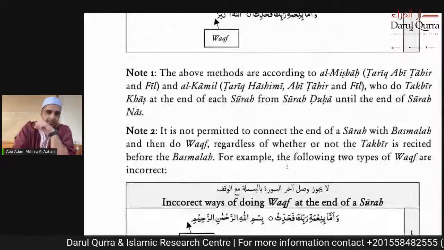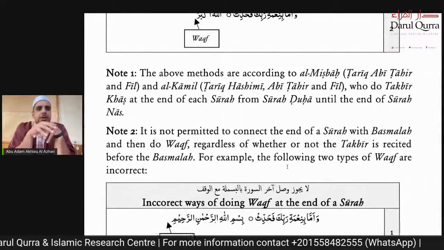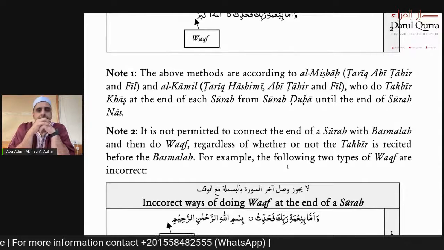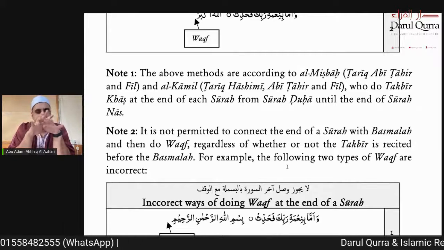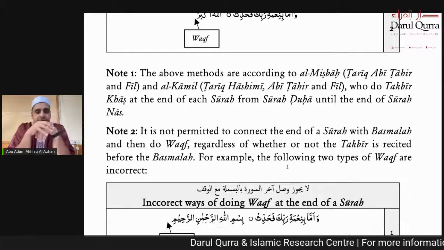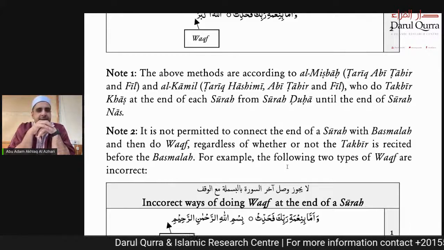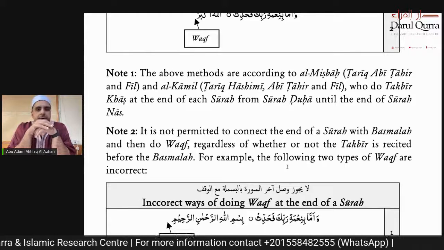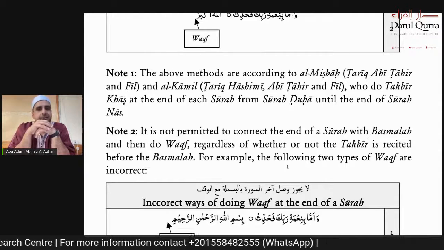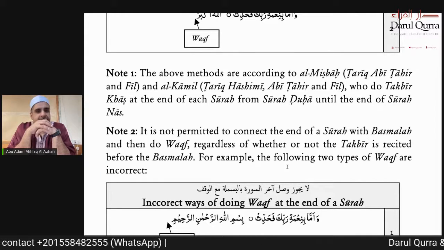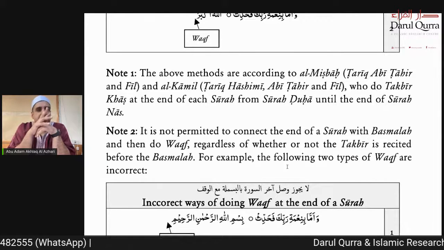Let's look at the note here, 1 and 2. The above methods are according to Al-Misbah, Tariq, Abi Tahir, and Fil, Kamil. Again, you don't need to worry about this too much at this minute, because we haven't actually gone through each Turuq and the names, and we're not too familiar at the minute. And Al-Kamil, so Tariq Hashimi, Abi Tahir, and Al-Fil, who do Takbir Khas at the end of each surah, from Surah Duha until Surah An-Nas.